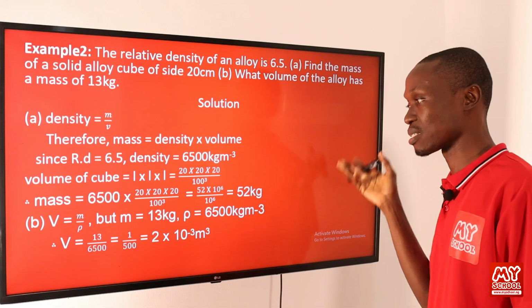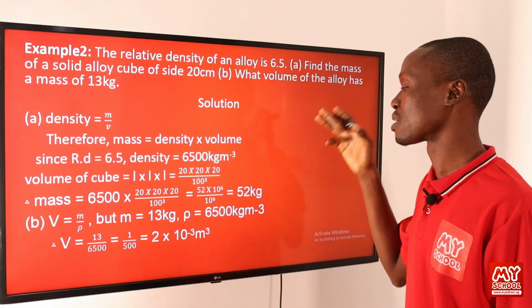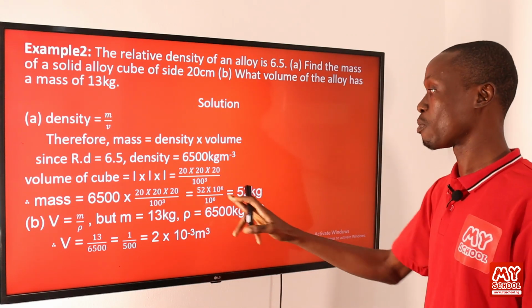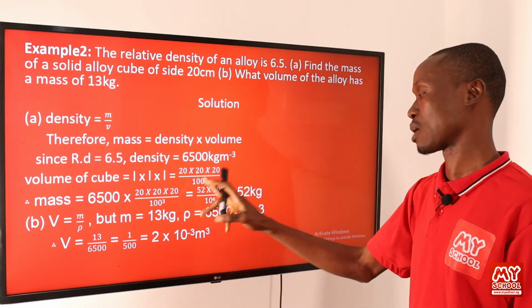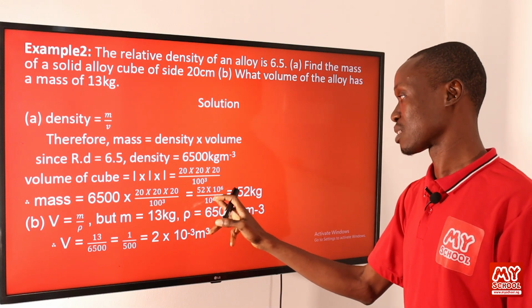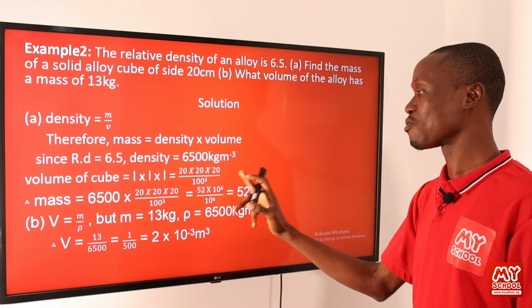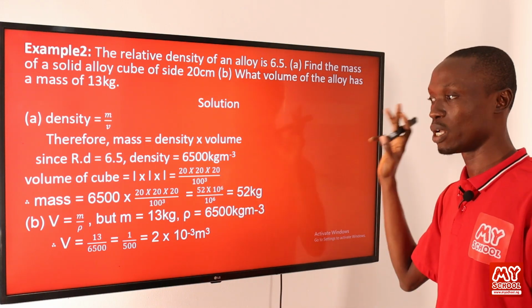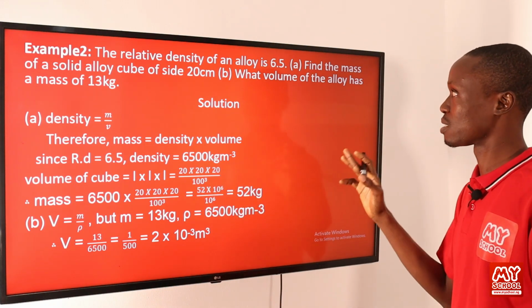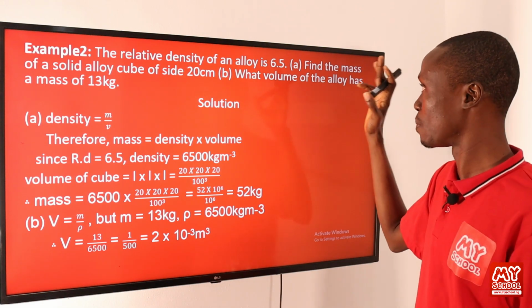And 1 times 10 raised to power 6 is still the same as 10 raised to power 6. But remember that this is not in standard form. Okay, take note of that. So 10 raised to power 6 can cancel out 10 raised to power 6, so that we'll be having 52 left. Therefore, the mass of the cube is equal to 52 kg, right? So that is the answer to A.